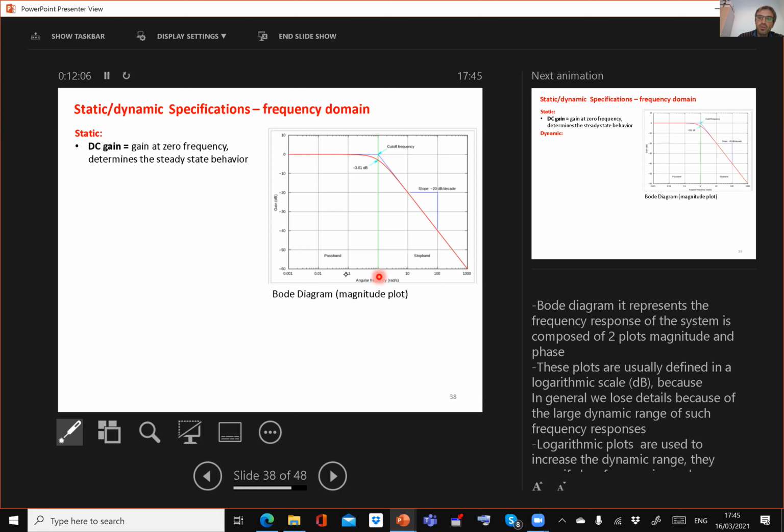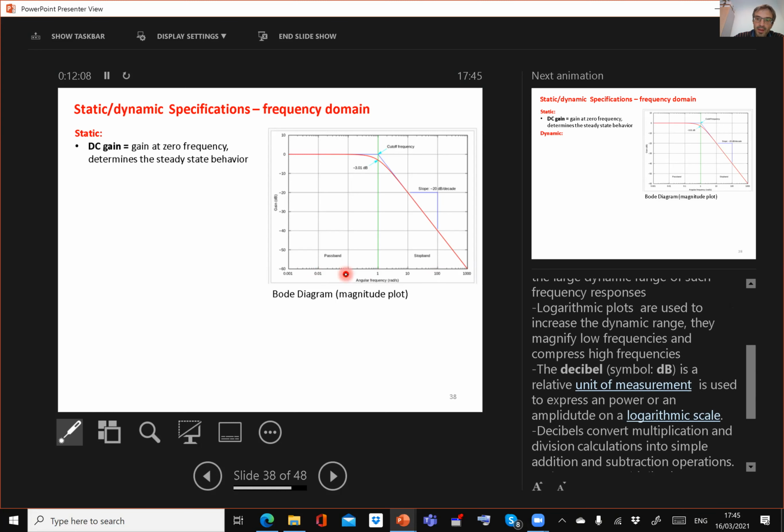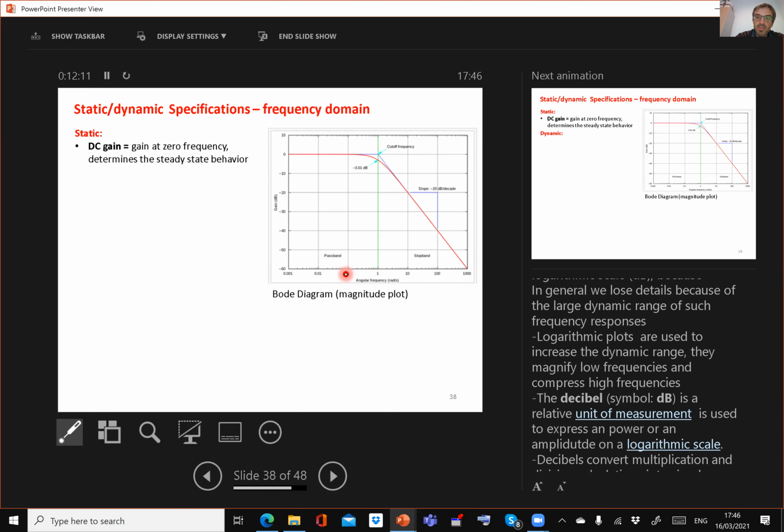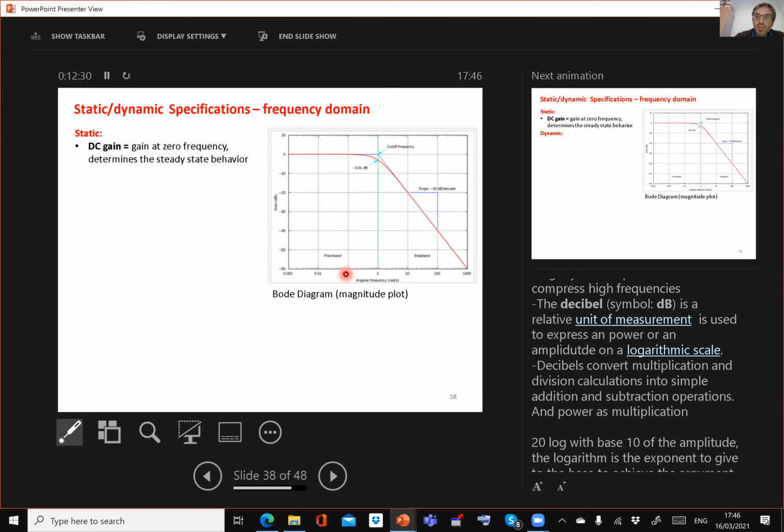And usually these kinds of plots magnify the low frequency and compress the high frequency, and they are expressed in decibel units, which are relative units of measurement. A decibel is usually used to express a power or an amplitude in a logarithmic scale. You know that logarithms convert multiplication and division calculations into simple addition and subtraction operations, and the operation of power is transformed into a multiplication.